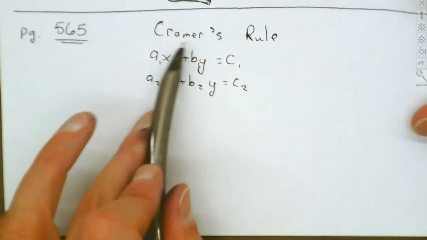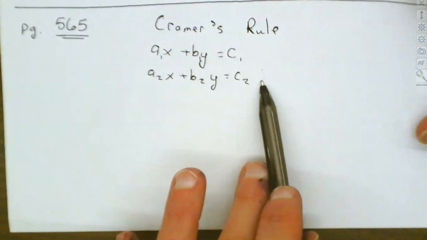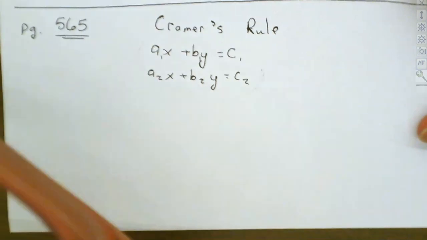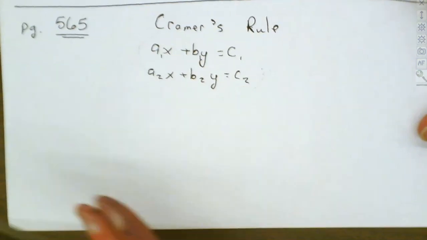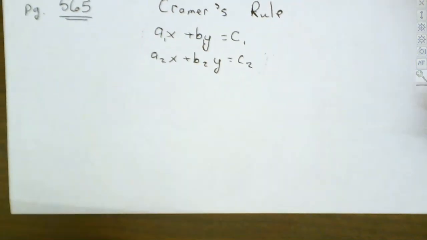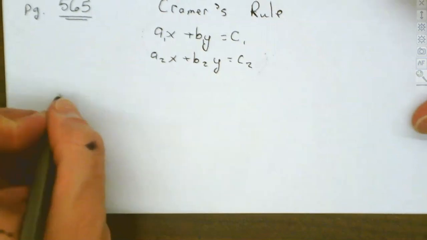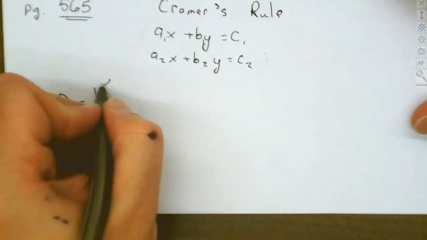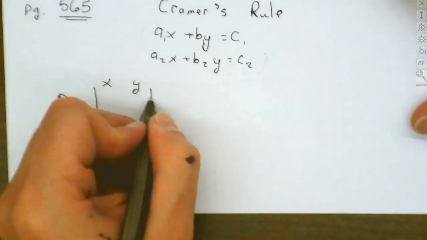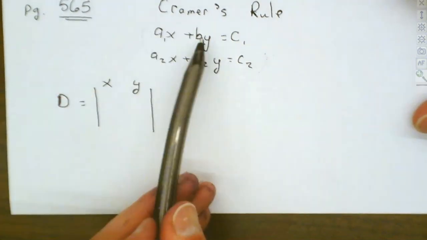This is Cramer's rule. So, just like the quadratic formula, we had to have a starting point. Cramer's rule is the same. It needs to look like this. Now, we need to find all these different pieces. So we need D. And D is another determinant. And D is the x's and the y's.